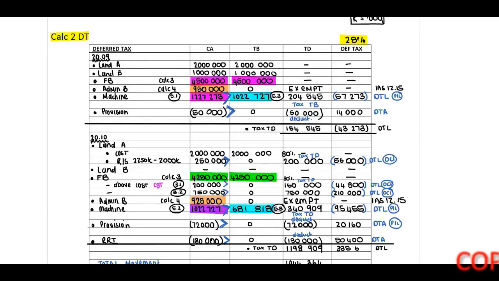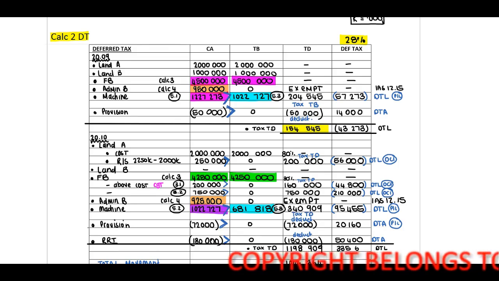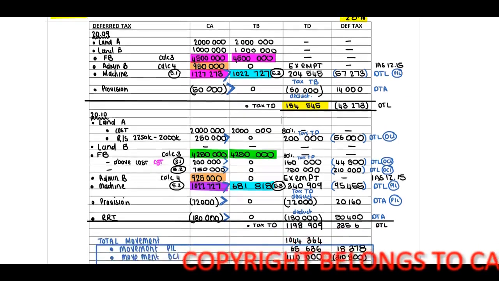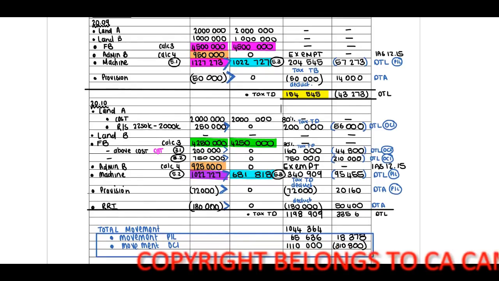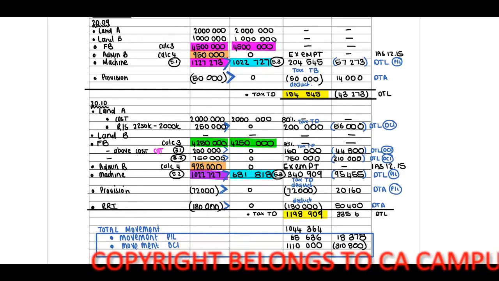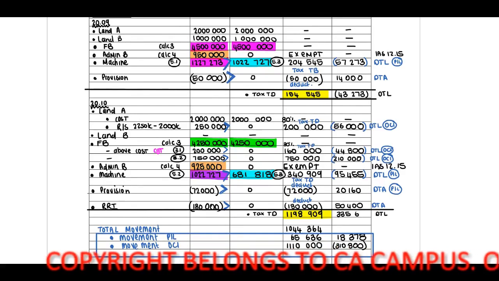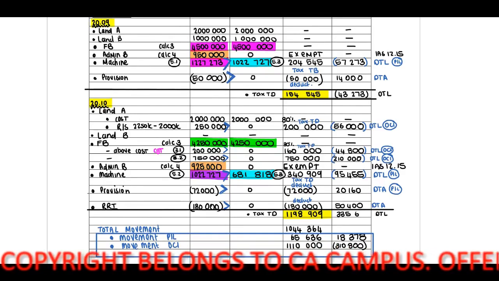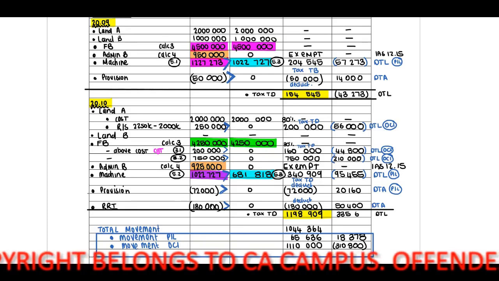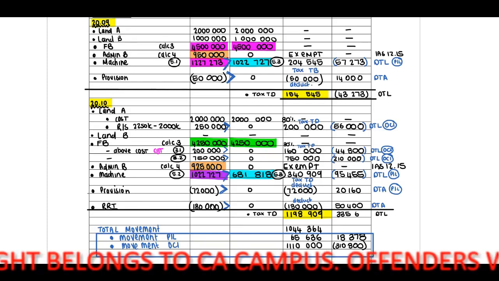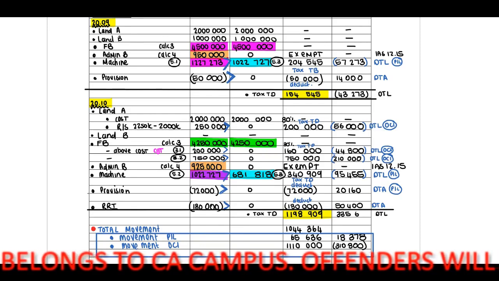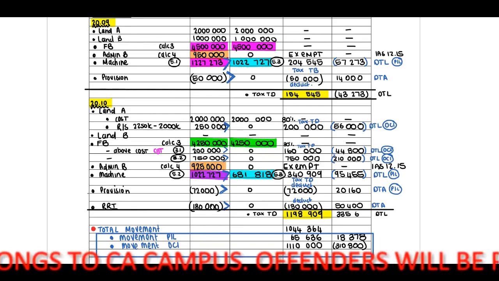Guys, now it is very important that you are with me and that you understand this calculation. When you look at 2009, our total temporary difference is 154,545, and this is a taxable temporary difference. For 2010, our total temporary difference will be 1,198,909, also a taxable temporary difference. You should be able to calculate the movement, and important, the movement of your total temporary difference from 2010 versus 2009.